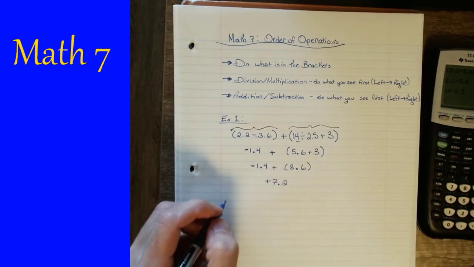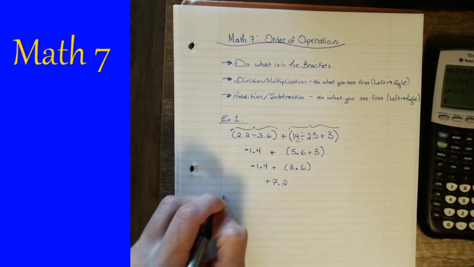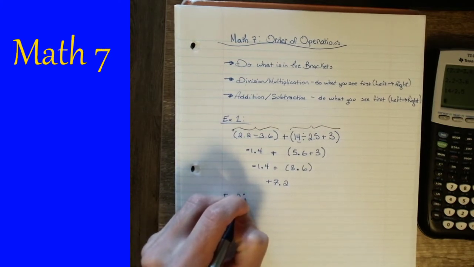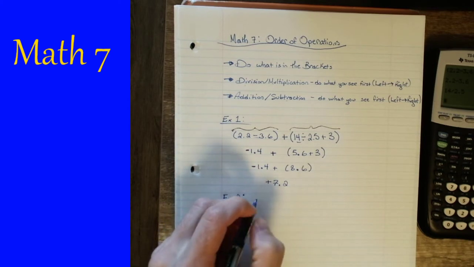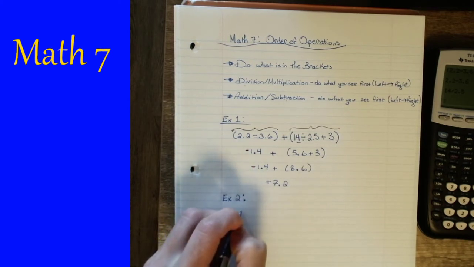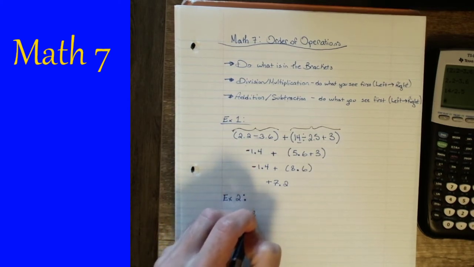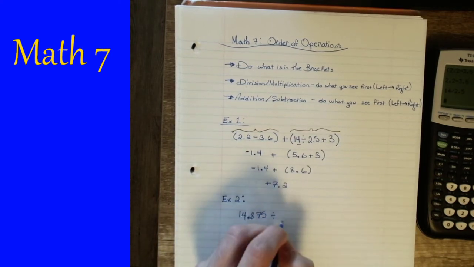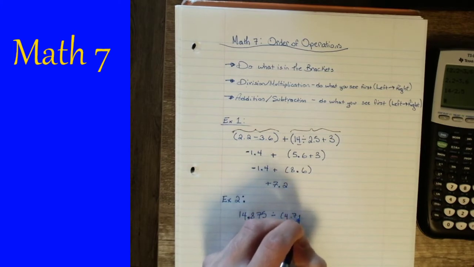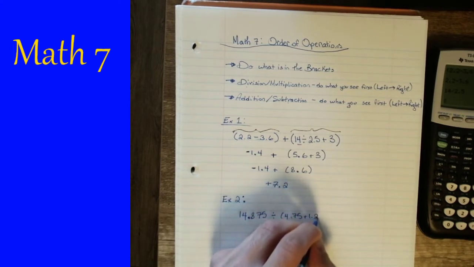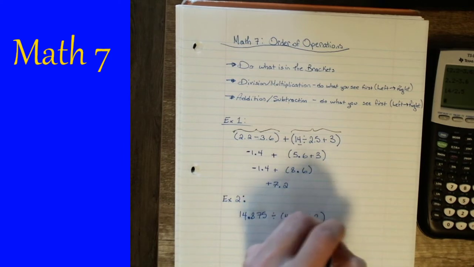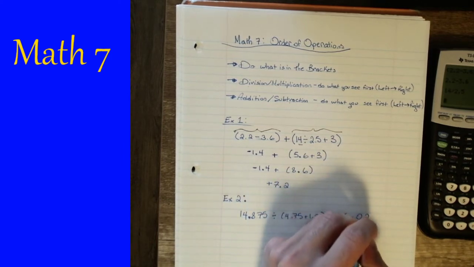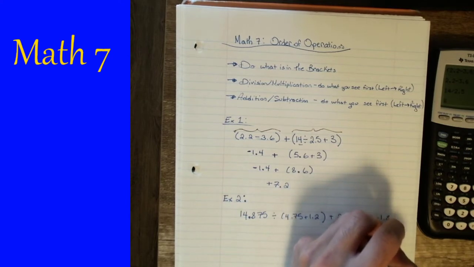So let's take a look at another example. 14.875 divided by 4.75 plus 1.2, plus 2.5 times 0.2 minus 1.84.